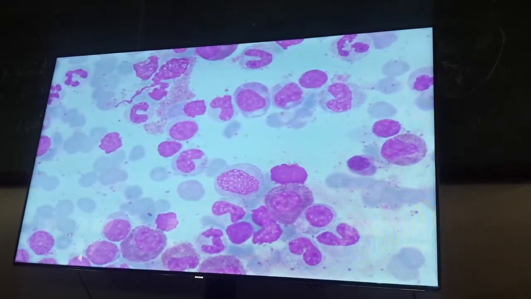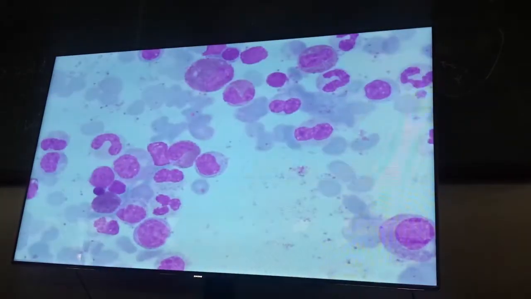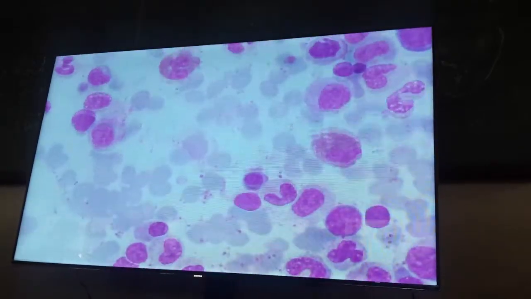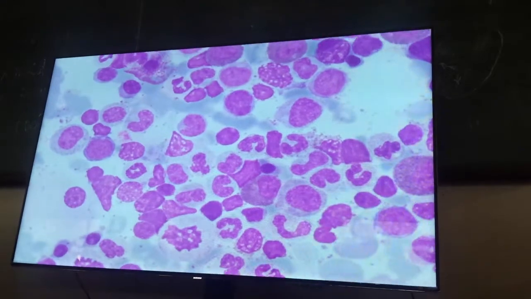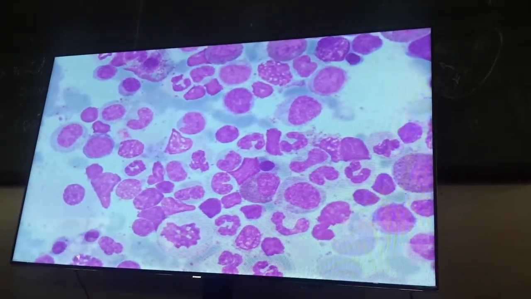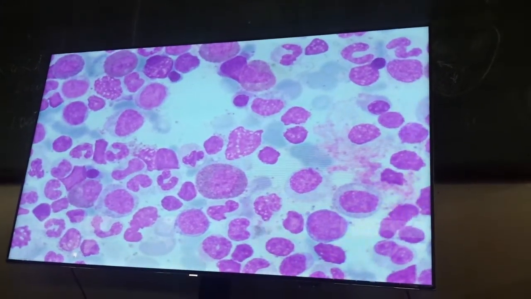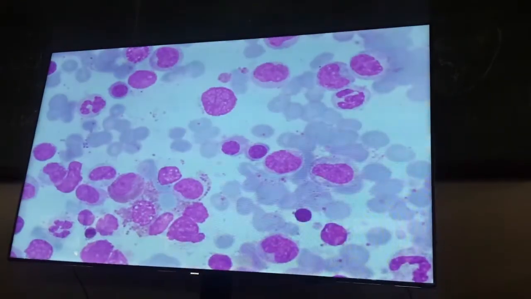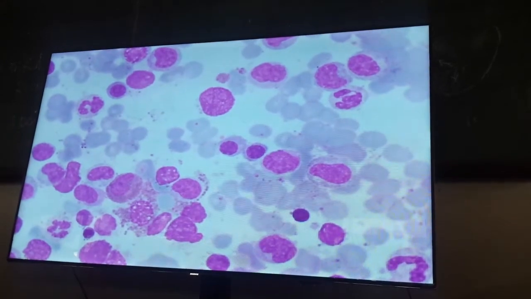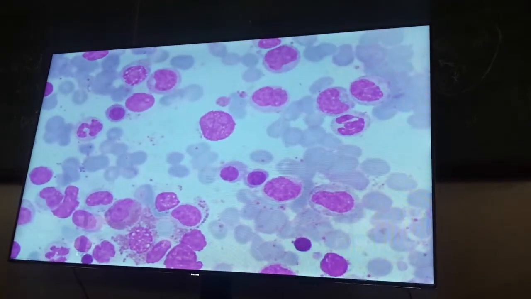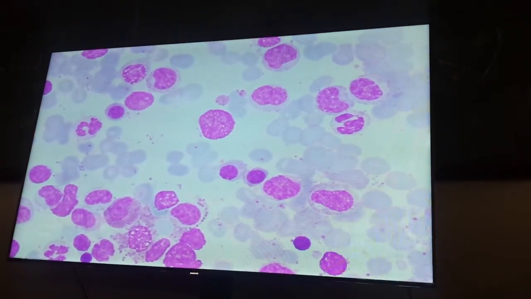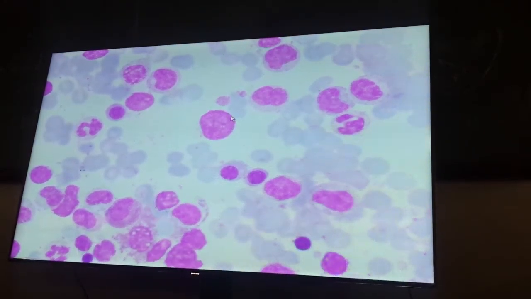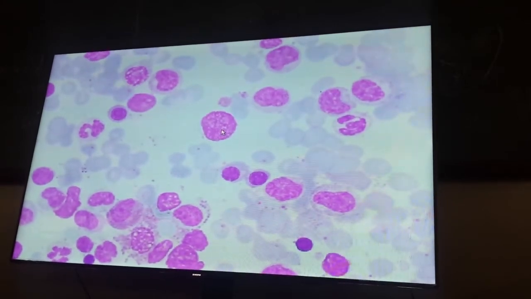What is the first identifiable precursor of the granulocytes in the bone marrow? The blast of the myeloid cells, which is called the myeloblast. So that is first. That is how a myeloblast will look.